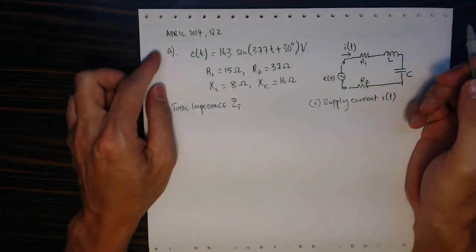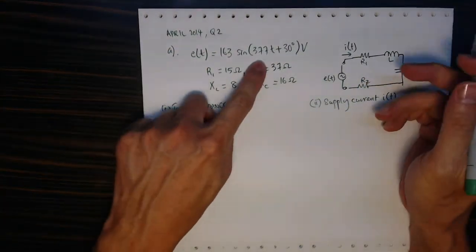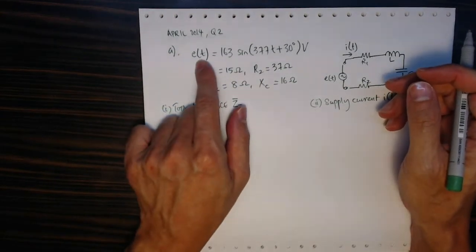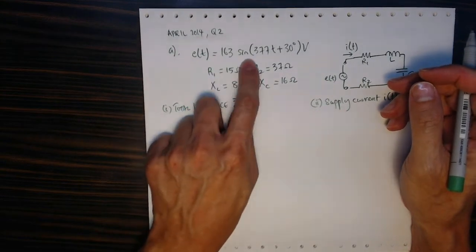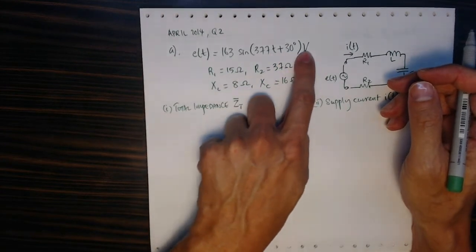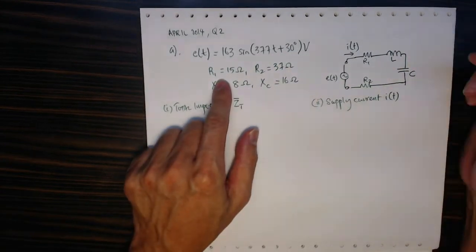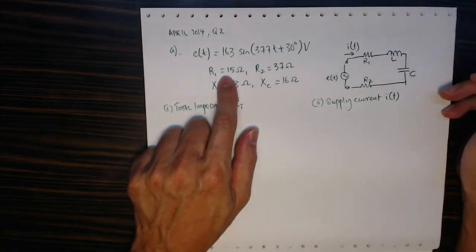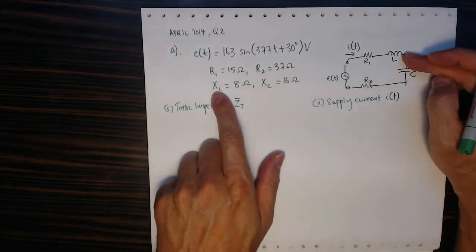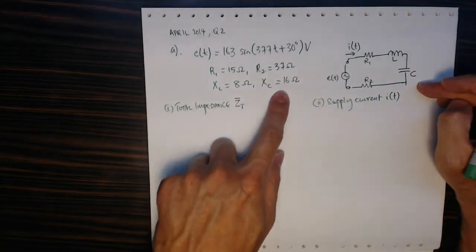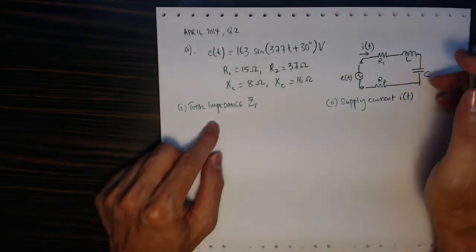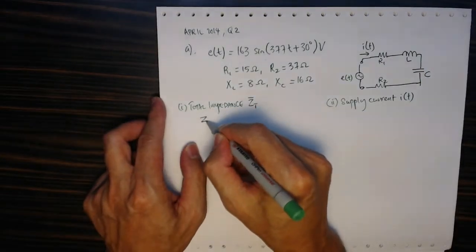Right, to answer this question, the first thing I've done is I've written down what is provided in the question. The sinusoidal waveform of the input voltage is given as 163 sin(377t + 30°) volts, right? And in this circuit, there are four components: R1 15 ohm, R2 37 ohm, the inductor 8 ohm, the capacitor 16 ohm, right? So when we are asked to calculate the total impedance, since this is in series, it's very straightforward. I write out the formula.